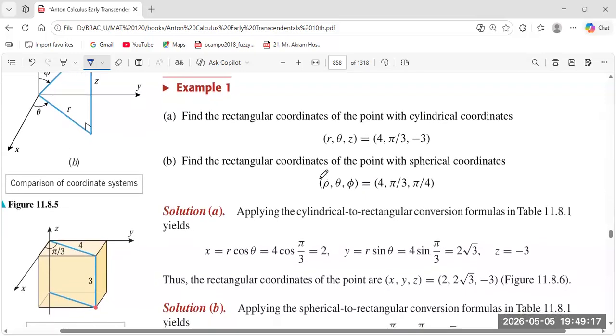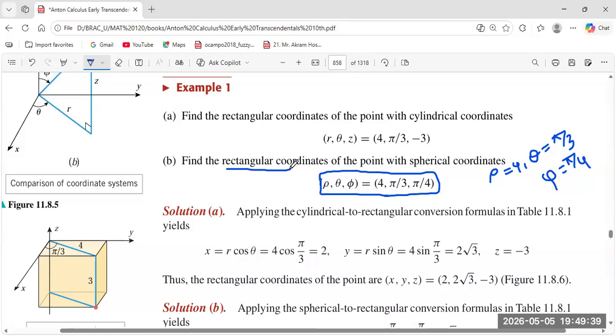So let's say we have a point in the spherical coordinate system, rho, theta, phi, which is 4, pi by 3, pi by 4. So in this case our rho quantity is 4, the theta value is pi by 3, and the phi value is pi divided by 4. So the question is: find the rectangular coordinates of these spherical coordinates.